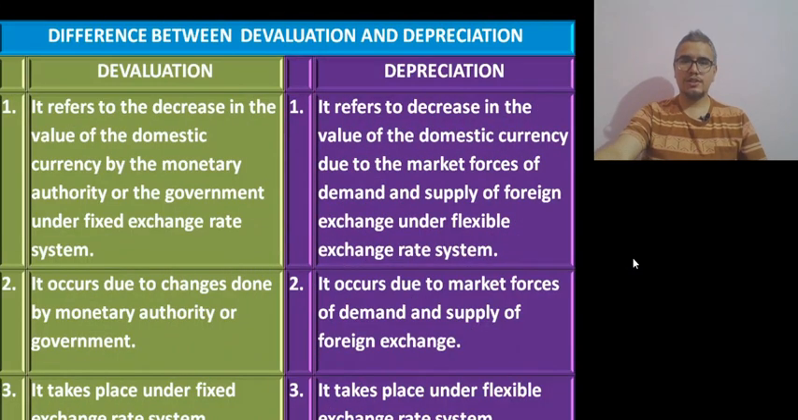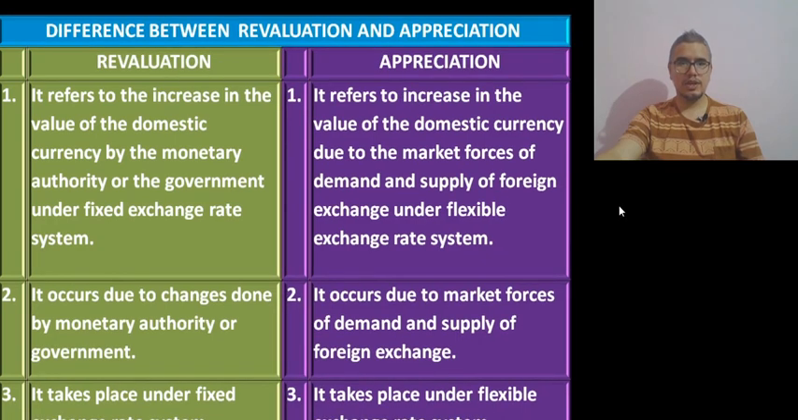Okay, now let us see some of the differences between devaluation and depreciation. As we all know, devaluation takes place in the fixed exchange rate system. Okay, and in the fixed exchange rate system, the exchange rate is determined by the monetary authority or the government. On the other hand, depreciation is the decrease in the value of domestic currency in the flexible exchange rate system, where the exchange rate is determined by the market forces of demand and supply. Devaluation occurs because of the changes done by monetary authority or the government. Depreciation occurs because of changes in the market forces of demand and supply of foreign exchange. Okay, devaluation takes place under fixed exchange rate system and depreciation takes place under flexible exchange rate system.